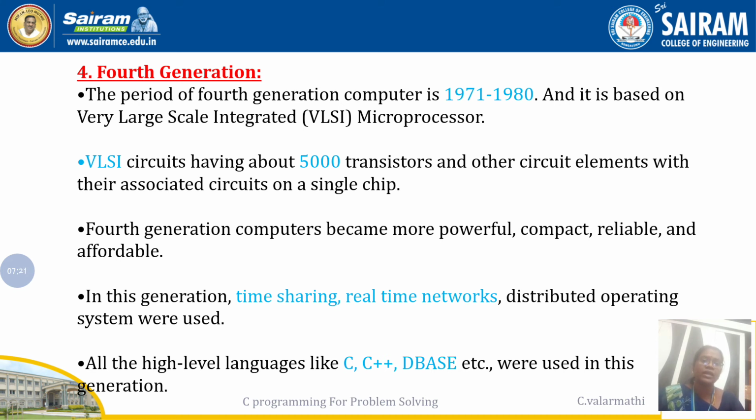Right. What are the operating systems they have used in the fourth generation means time sharing, real-time, network and distributed operating systems. So these distributed operating systems evolved in the fourth generation itself, that is in the time of 1971 to 1980. And then what are the languages they have used means we know that in 1972 the C language was developed, so they have used C, C++, DBase and etc. So these are the very famous and frequently used programming languages coming under the category of fourth generation.